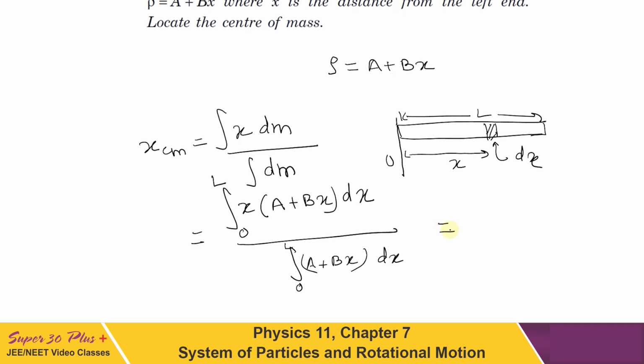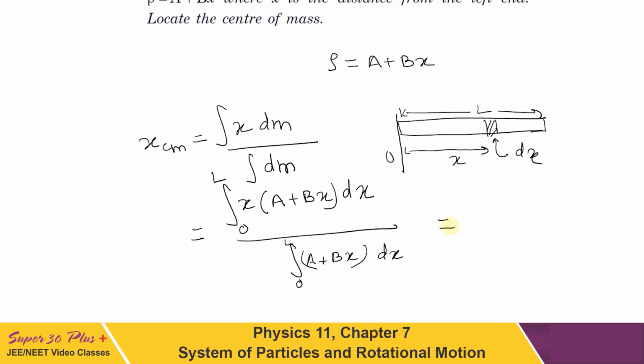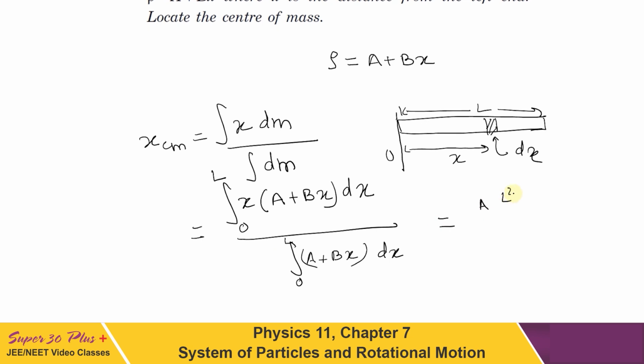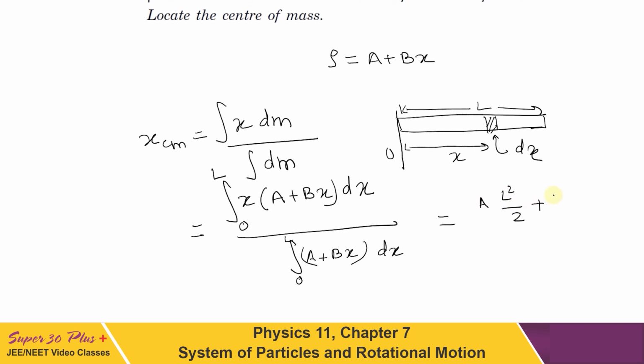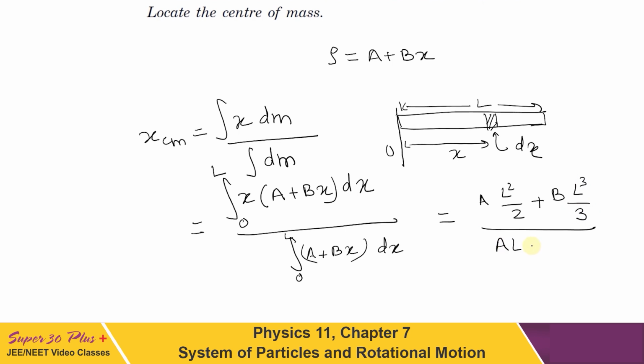On integrating the numerator and the denominator, the result can be written as aL square by 2 plus bL cube by 3 upon aL plus bL square by 2, which on further solving will be equal to L into (3a plus 2bL) upon 3 taken common (2a plus bL).